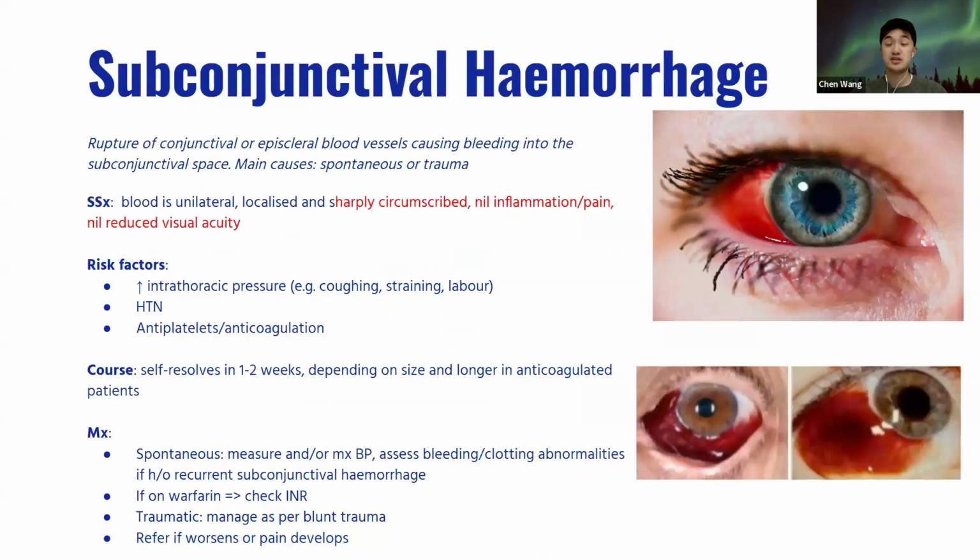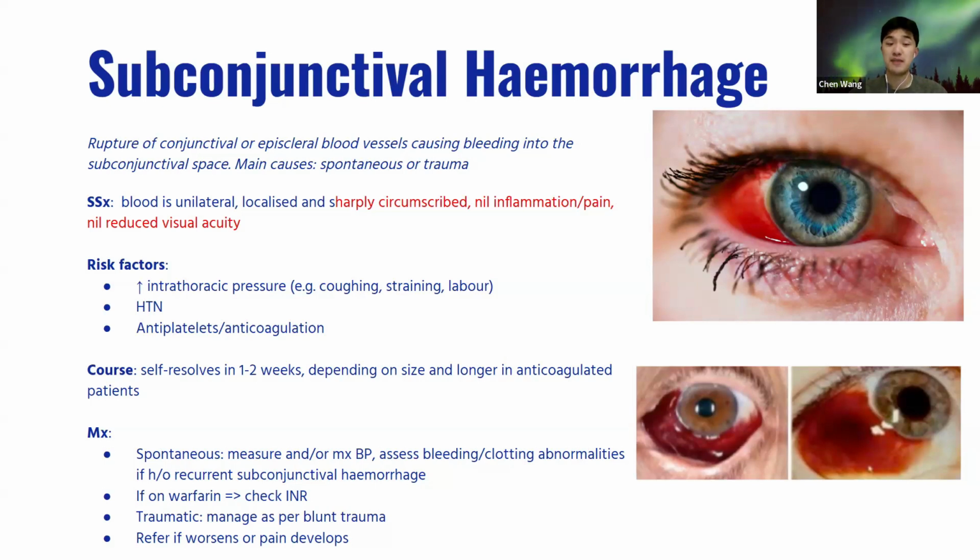So one of the conditions we need to think about is subconjunctival hemorrhage. It looks really bad. There's literally blood in the eye itself. So it's due to a rupture of a conjunctival or episcleral blood vessel causing bleeding into the subconjunctival space. And these are usually patients who are coughing a lot. So they may have asthma or COPD. They may be straining due to constipation, or for patients undergoing labor as well. It's very, very common to have a subconjunctival hemorrhage.